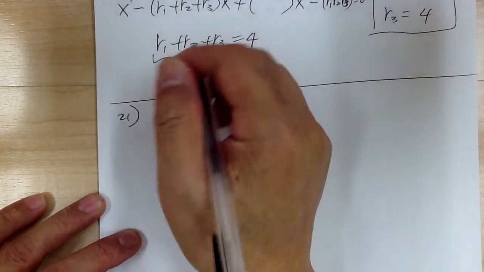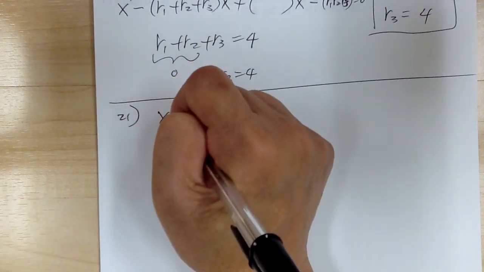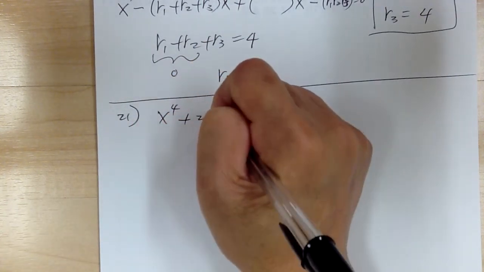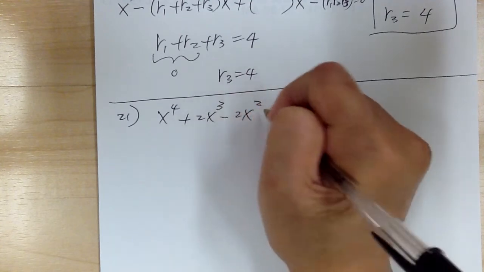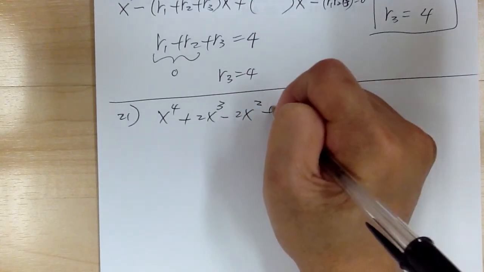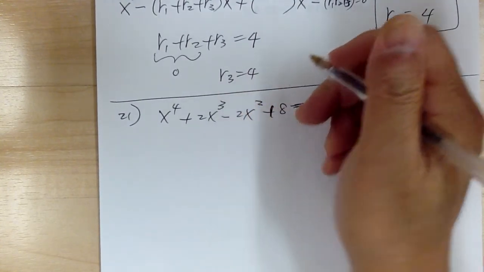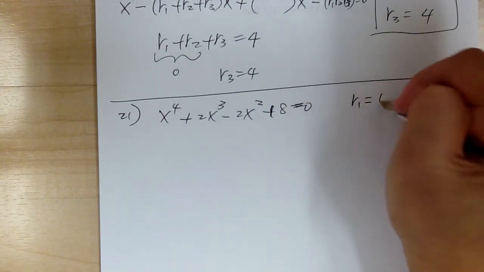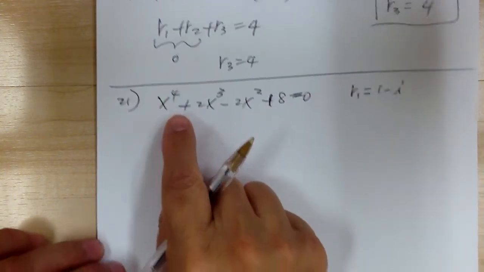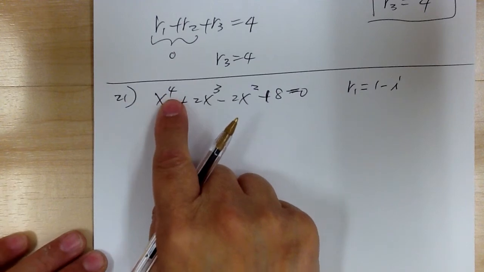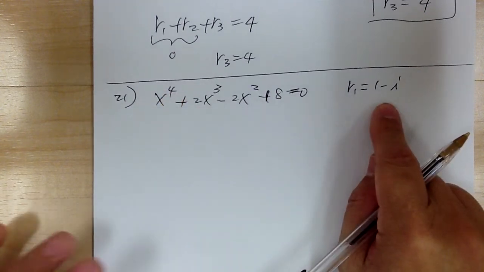Okay, let's do 21. You've got x to the 4 plus 2x to the 3 minus 2x squared plus 8 equal to 0, and you have R1 equal to 1 minus i. Okay, so this is the fourth power, so you're going to get 4 answers. You've got 1 already, so you've got 3 more to go.